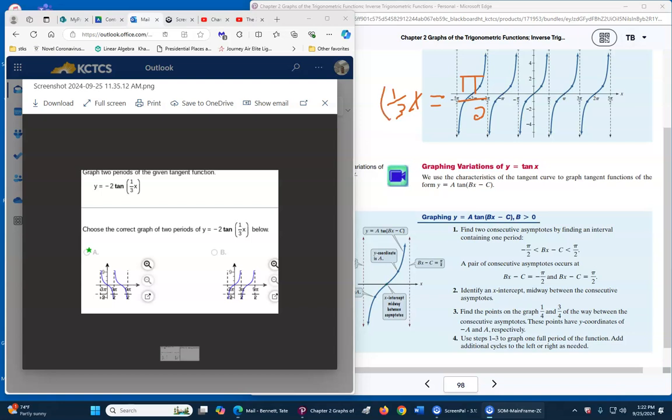Here you would just multiply each side by 3. And so we just get x equals 3 pi halves. And if we put negative pi halves here, it'd be negative 3 pi halves. So that tells you the two asymptotes are 3 pi halves and negative 3 pi halves. So we know where the asymptotes are. The x-intercept occurs halfway between them. Now, normally the thing's increasing.